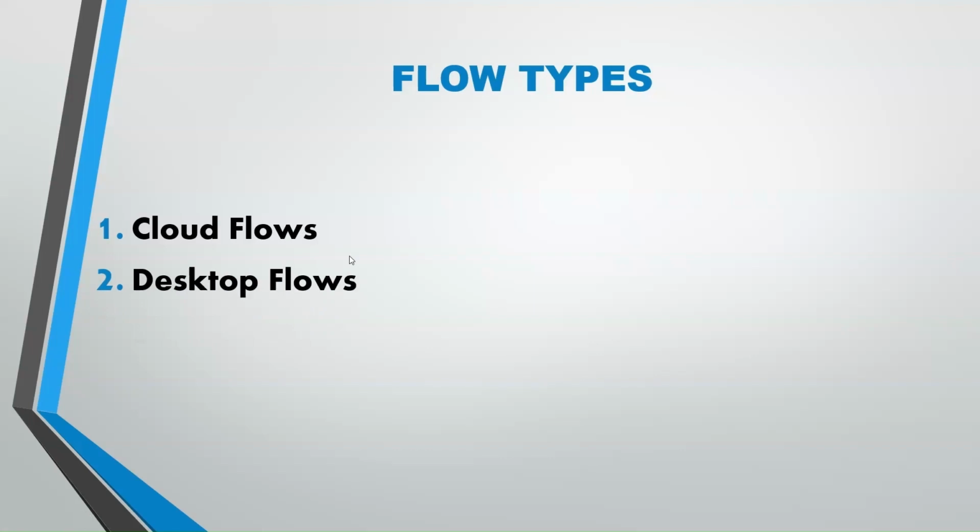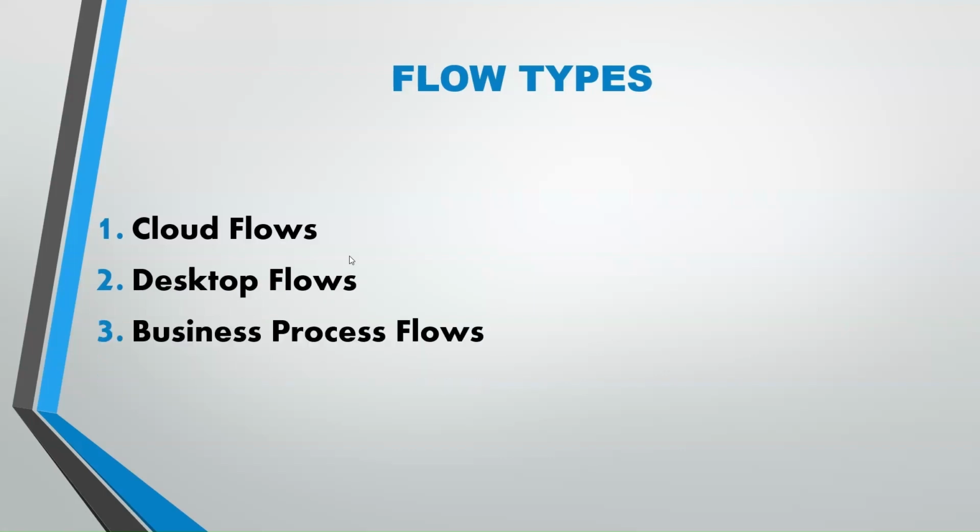Second is desktop flows. These desktop flows are automation flows that run on our local Windows desktop, and they interact with desktop applications. Suppose, for example, you need to download and save the attachments from specific emails in Outlook. In this case, we will use the desktop flows.